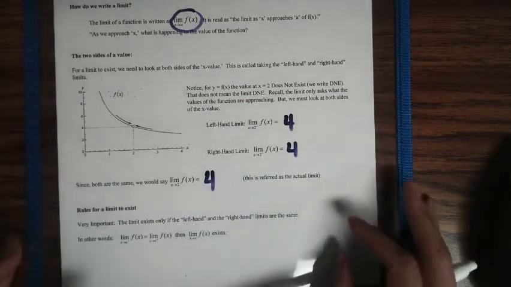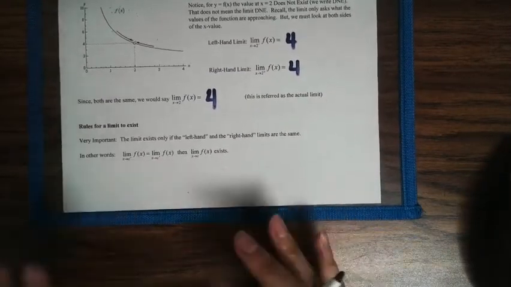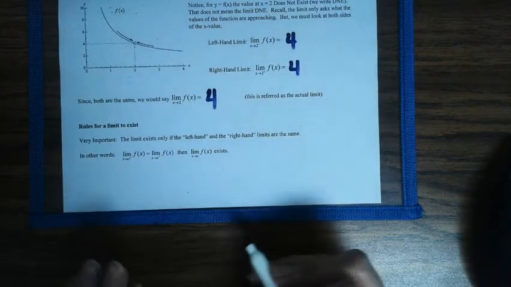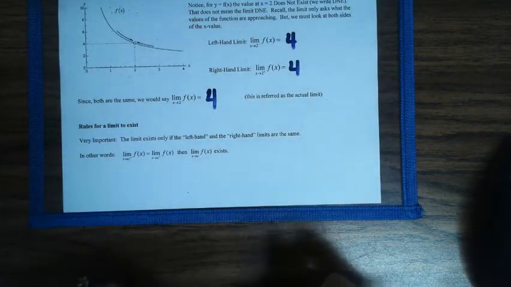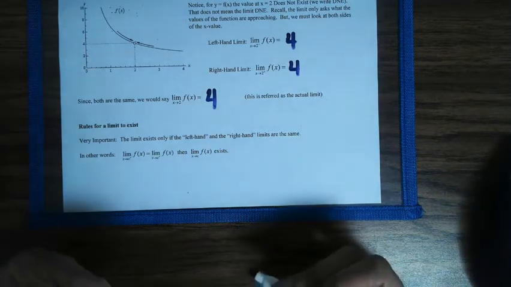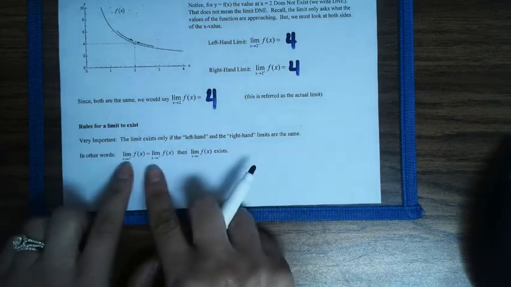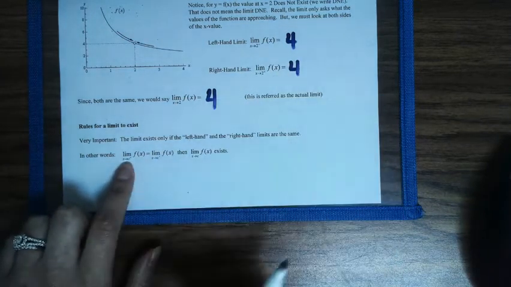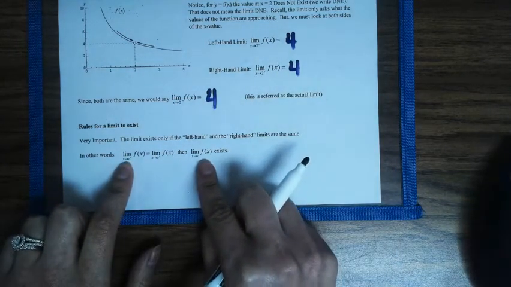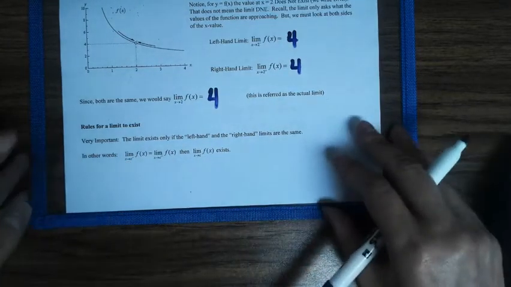So the rule for a limit to exist, this is quite important: the limit exists only if the left and right-hand limits are the same. If they are not the same, then your limit does not exist. But if you have a situation like this one, you know that the limit at, in this case, c, would exist.